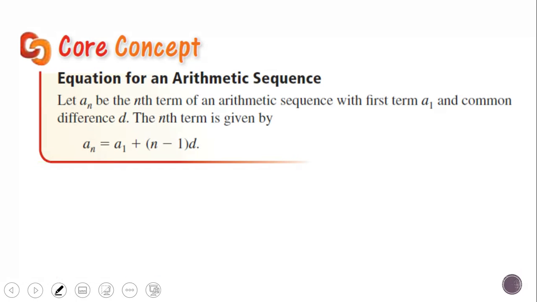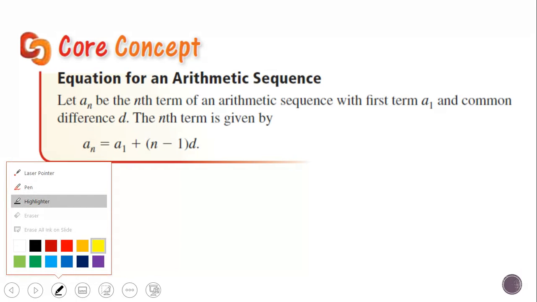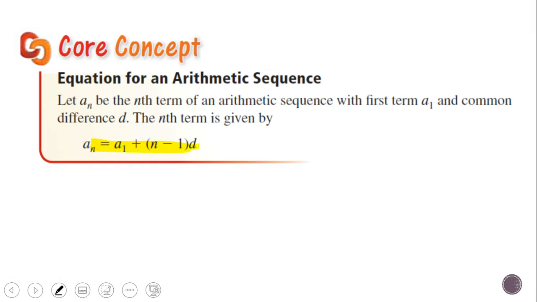Our next core concept here, the equation for an arithmetic sequence, which is very important. Make sure that you write it right here. Sometimes we write it with the d in front, but I want to make sure if you're doing that, you get your order of operations correct. So you might see it written in this manner right here. a sub n is equal to a sub 1 plus d times (n minus 1).